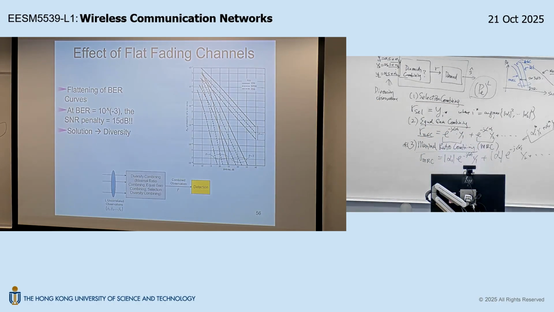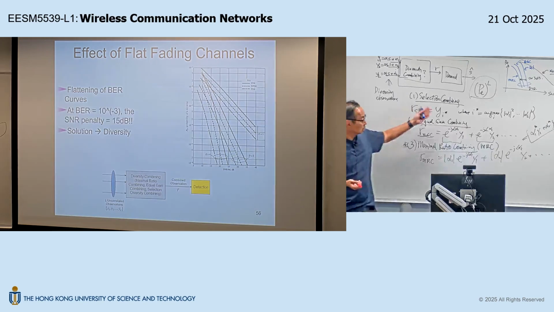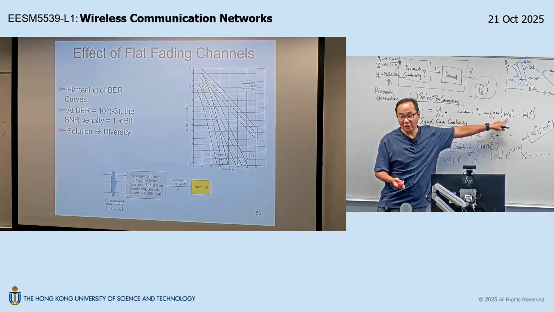How do you drive this switch? Remember, what's the principle of selection diversity? We want to pass on the most reliable observation, right? What do we mean by most reliable? The observation with the largest channel gain, right?